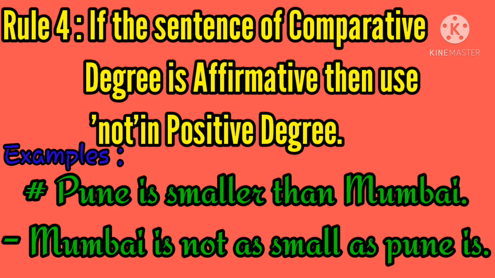Next example, Pune is smaller than Mumbai. So again the subject Mumbai, verb is, after that put not, and between as we have to put the smaller's positive degree small, and then remaining sentence Pune is. The sentence becomes Mumbai is not as small as Pune is.